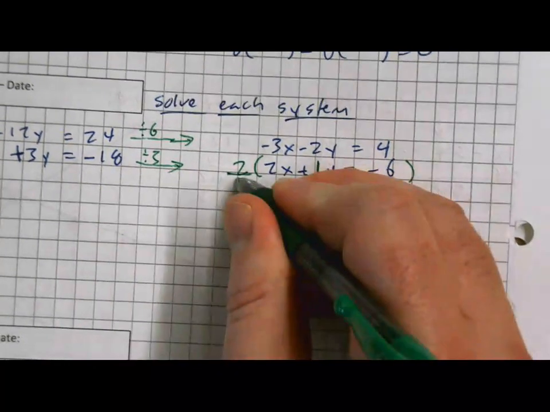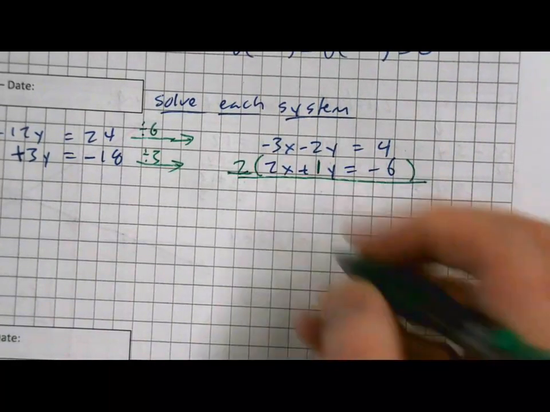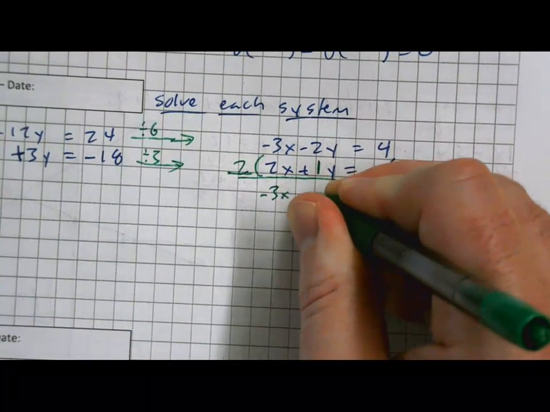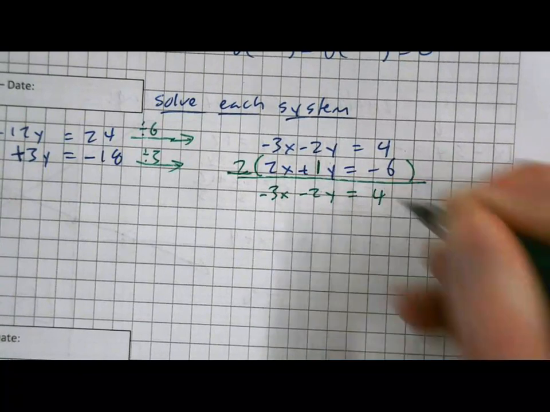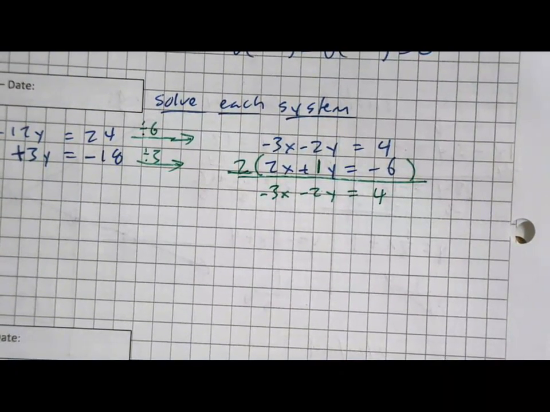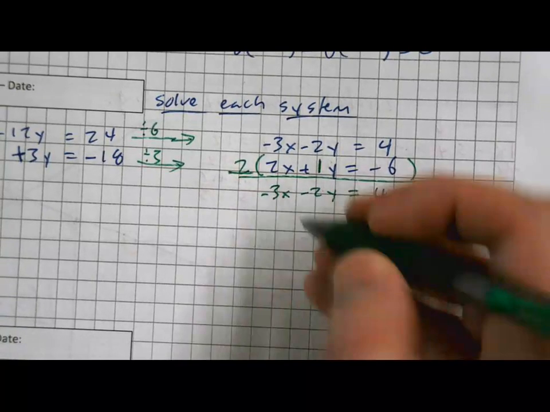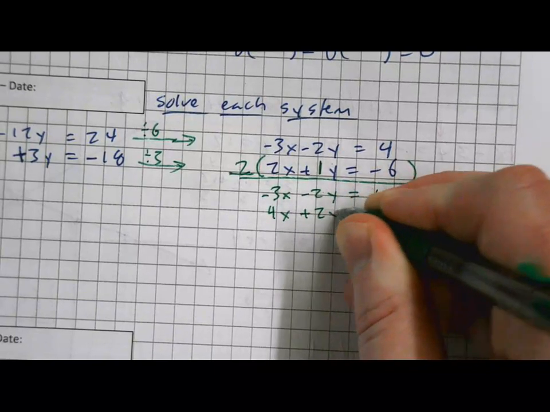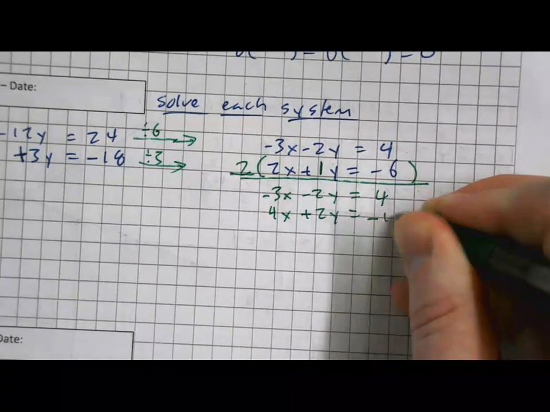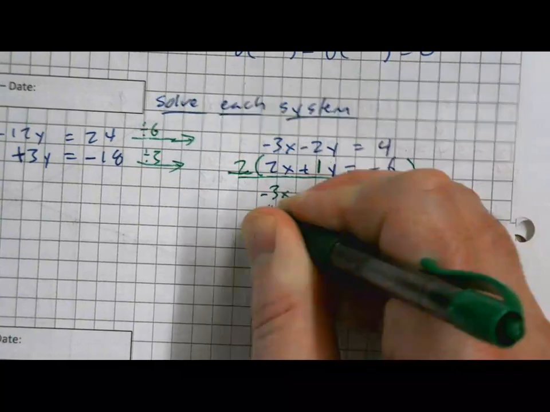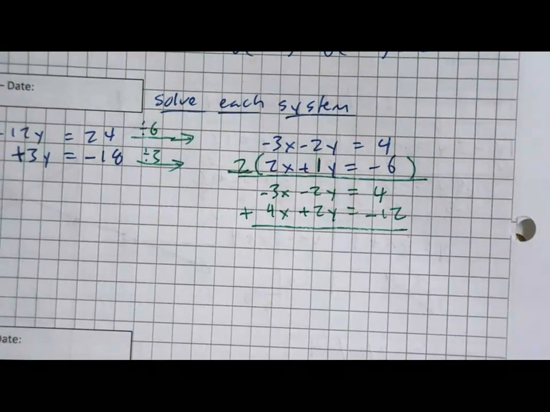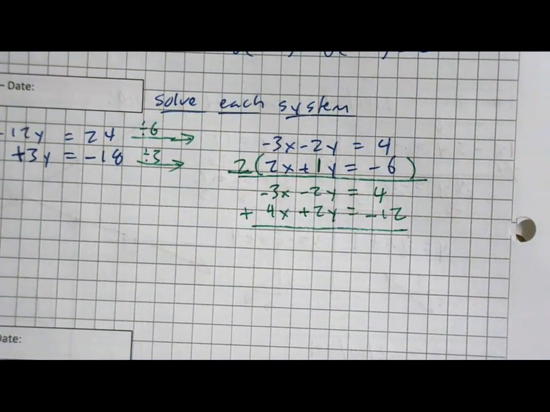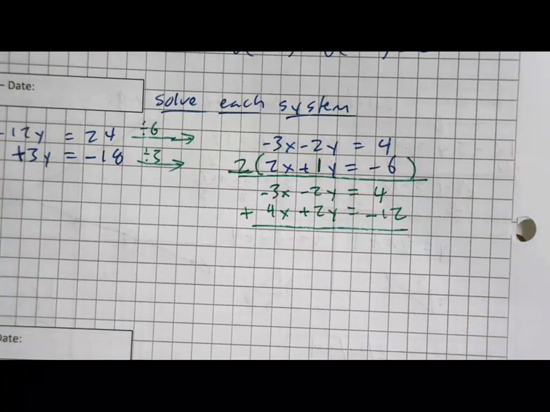So I'm going to rewrite my equations. The top one didn't change. Negative 3x minus 2y equals 4. And the bottom one, everything in the equation gets multiplied by 2. 2 times 2x is 4x. 2 times 1y is 2y. 2 times negative 6 is negative 12. And then I want to put a line underneath them and put a plus out in front. I'm going to add them together.